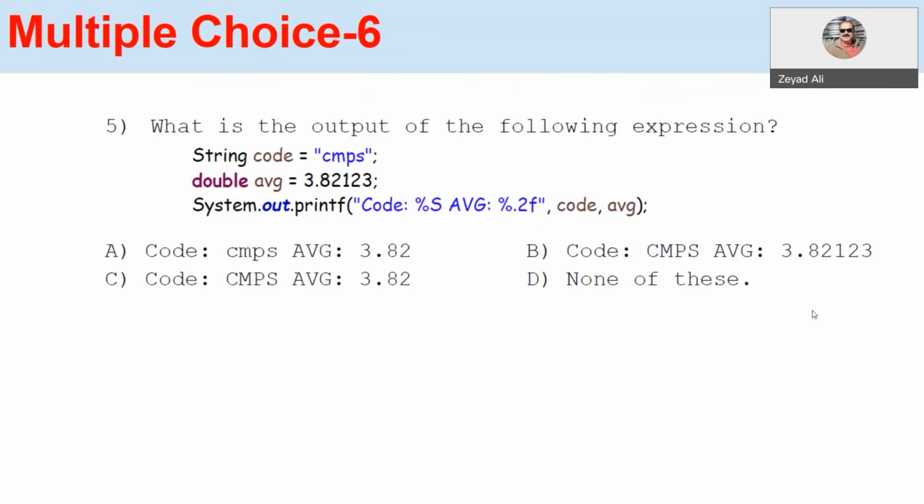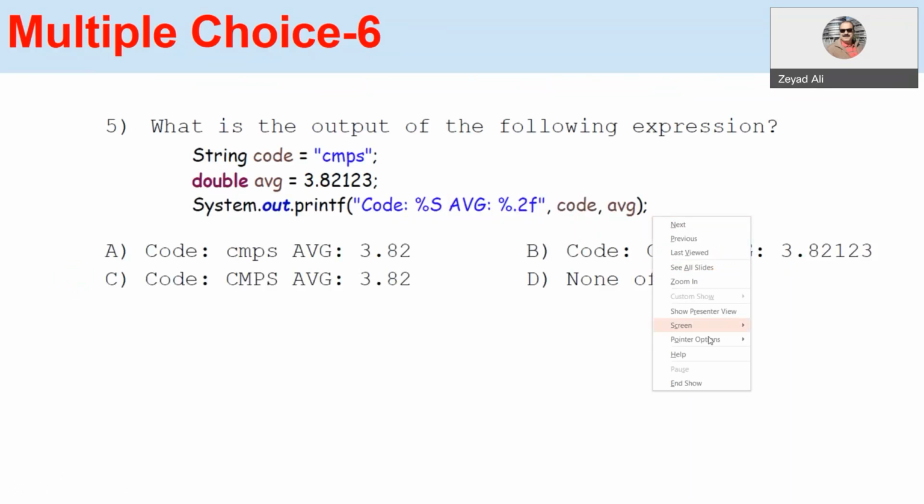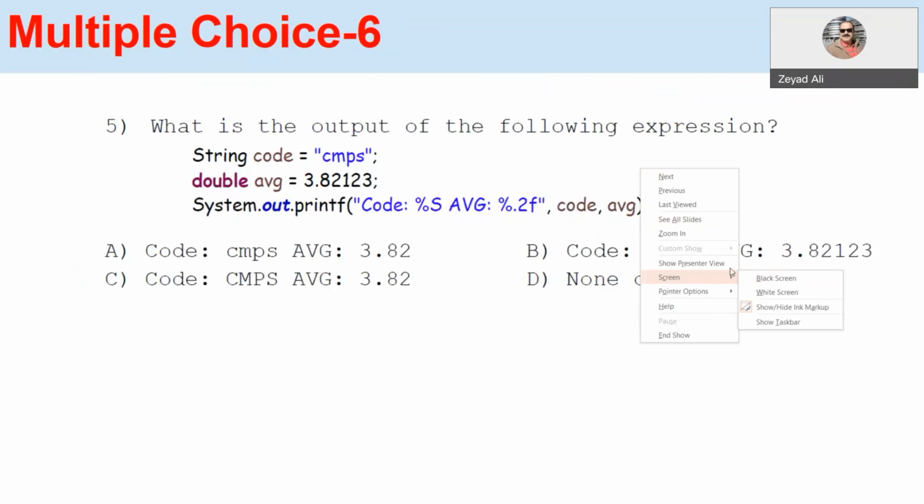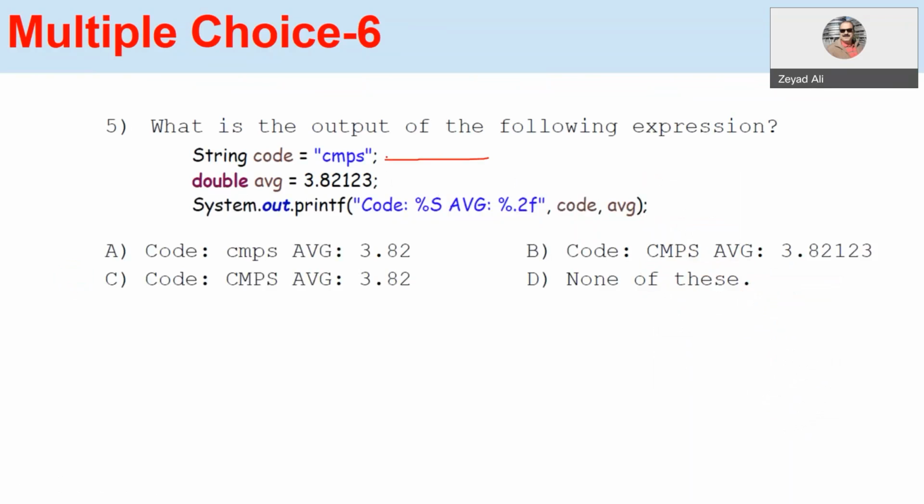Let us test them one by one. Is it A? No, it's not A. Why? Because here, CMBS is lowercase. However, in the output, you see %S, caps lock. So the code is going to output all caps. So it's either this or this. Now, which one is it, B or C?